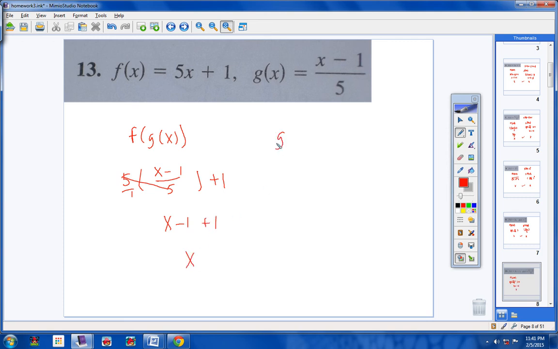Now g of f of x. Okay, we'll take your g function, and where the x is, we're going to put parentheses. Then we'll pick up the f function and put it over here. 5x plus 1, okay? Well, for the numerator, 5x plus 1 minus 1 is just 5x. And then your 5's cancel, leaving you with x. So it checks. Alright, number 15.